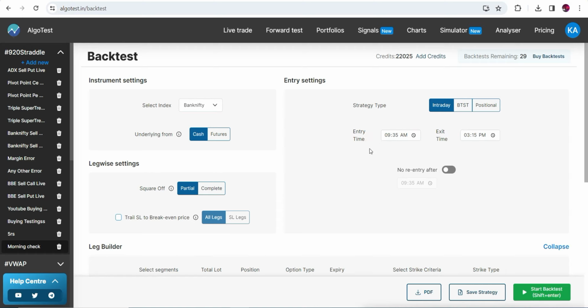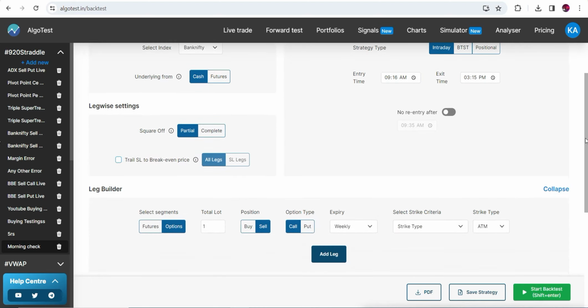Entry timing means at which time you want to execute your trade. For example, I want to sell one strike out of the money call and put at morning 9:16. So it will execute one strike out of the money call and put at 9:16. So we will select 9:16 here. You can select any other time also. Exit timing: as we are doing an intraday strategy, we need to define an exit timing also for the same day. So we will select 3:15 here. You can select any other time also. So these are the entry settings you can use.